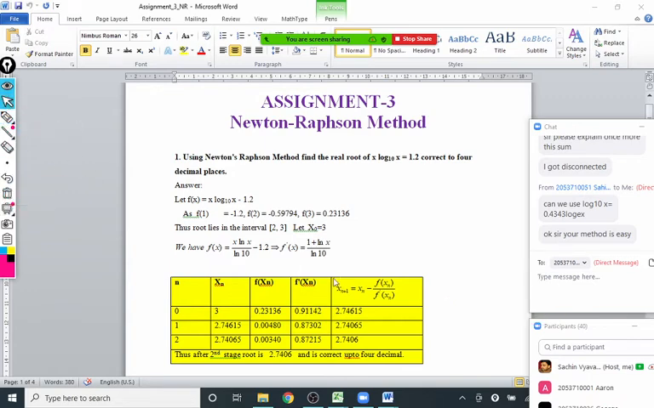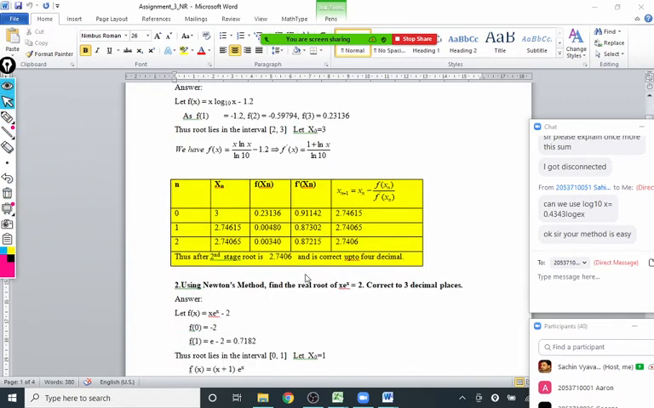Okay. So here we got the answer 2.7406, correct up to 4 decimals in the second stage only. That is actually the third iteration. The second stage is the third iteration here.